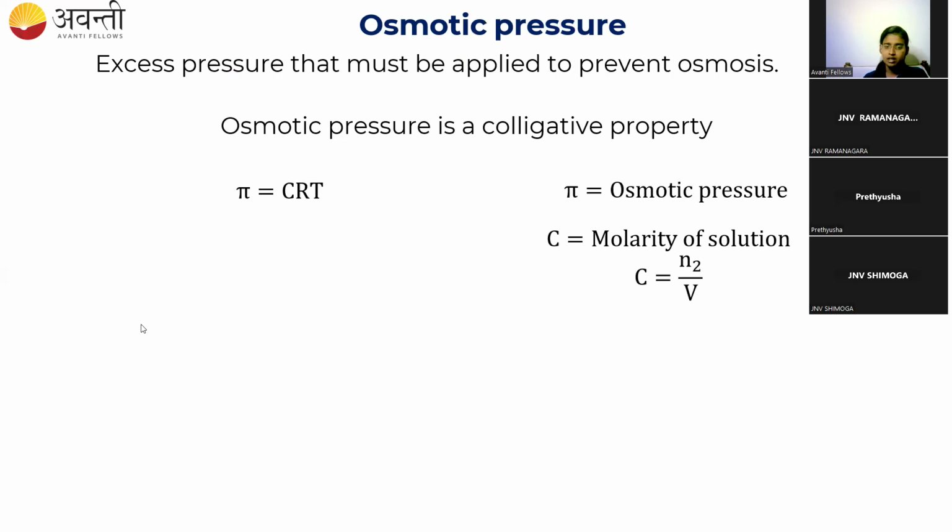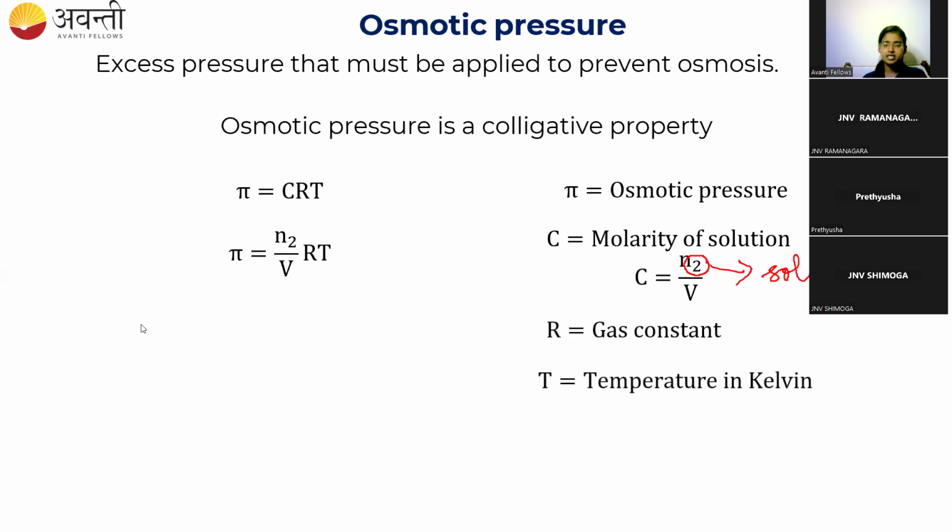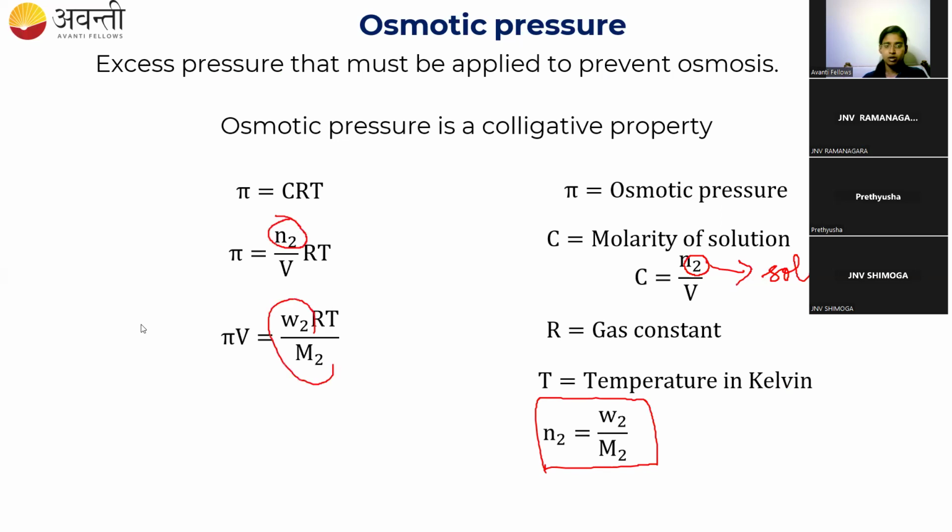Here we have n2. What does this 2 denote? 2 denotes the number of moles of the solute. 1 means solvent, 2 means solute. So in place of C, substitute n2 by V. Here R is the gas constant, T is the temperature in Kelvin, and we also know that number of moles is equal to mass divided by molar mass, that is, mass of the solute divided by molar mass of the solute. If we apply W2 by M2 in place of n2, we will get this formula.